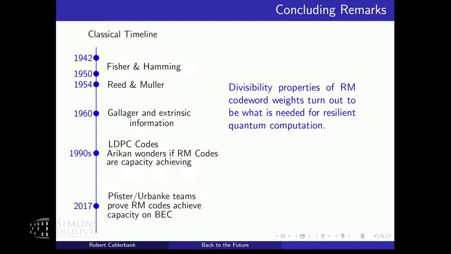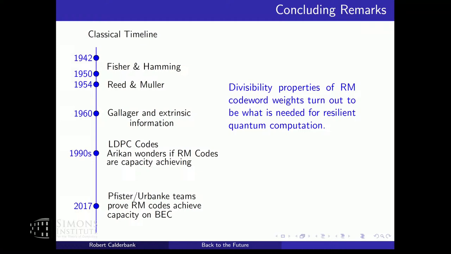In the beginning, you have Fisher and Hamming, and then you have Reed Muller, Reed Solomon codes, and then the character of coding theory changes. In our classical world, Erdal Arikan looked at polar codes, looked at Reed Muller codes, and wondered whether they were capacity achieving. These teams proved that these codes achieve capacity on the BEC.